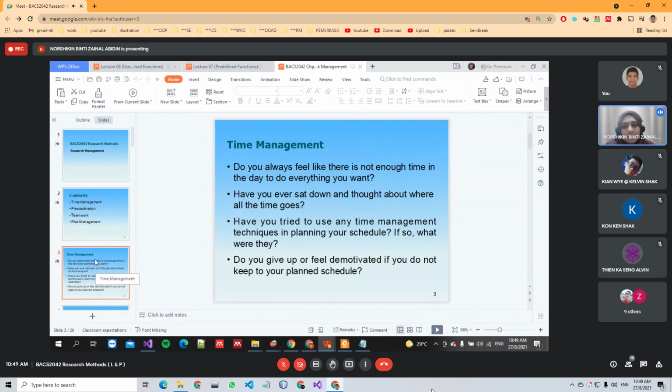For time management, like I said, it's not only for research. This slide is not here, but we need to go through it. Do you always feel like there is not enough time in the day to do everything that you want? Have you ever sat down and thought about where all the time goes? Have you tried any time management technique in planning your schedule? If so, what were they? Do you give up or feel demotivated if you do not keep up to your planned schedule? Okay, I summarize the whole thing.